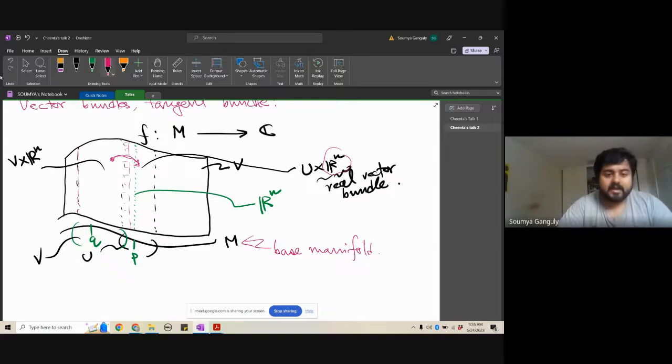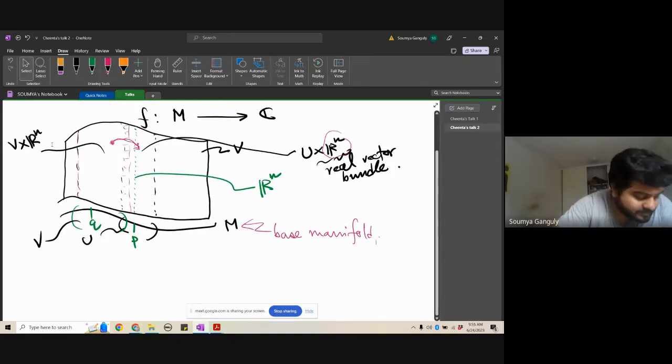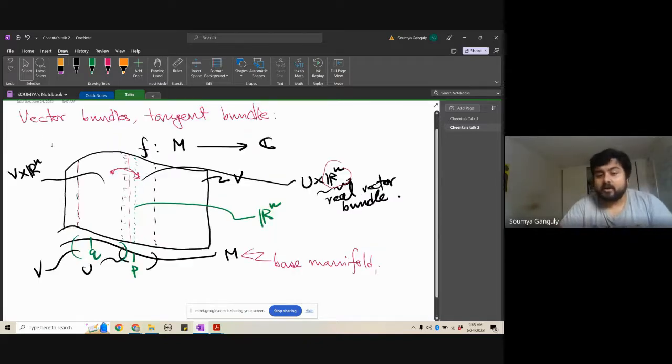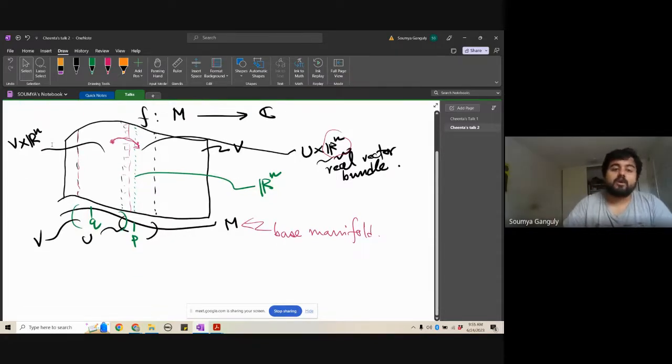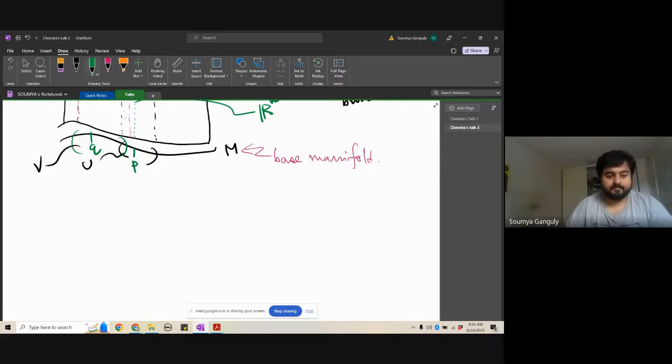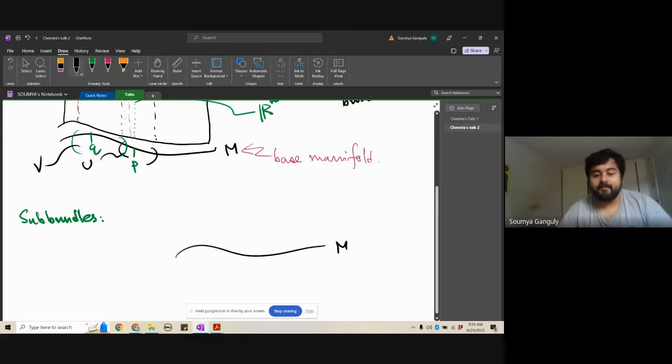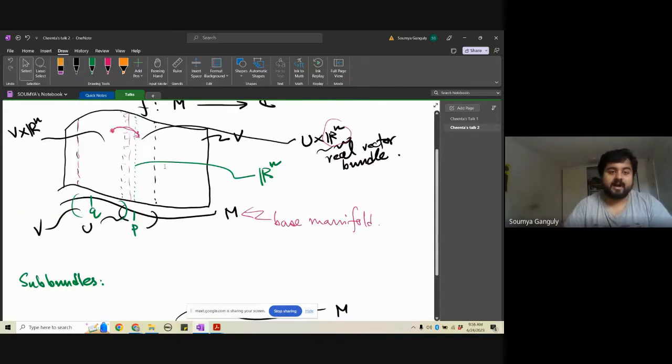Now, obviously because you have a vector space structure locally on the vector bundle, you can also talk about subbundles. And what are they? Suppose again you have a manifold M. Now you had a vector bundle. Oh, sorry, I'm writing two things by V. Sorry, let's call this something else.